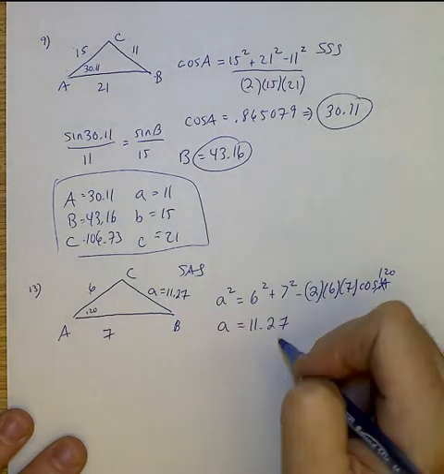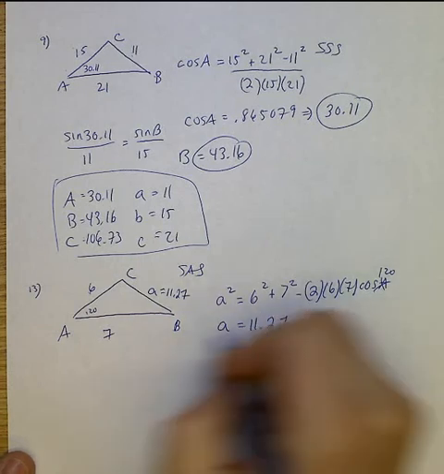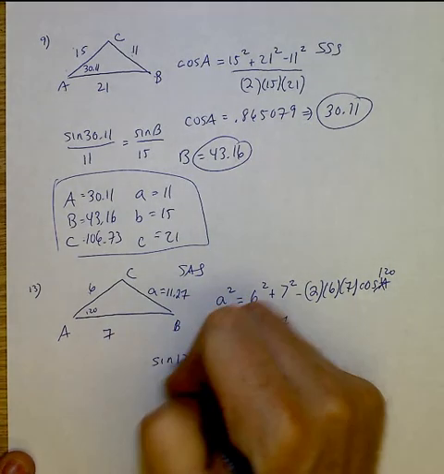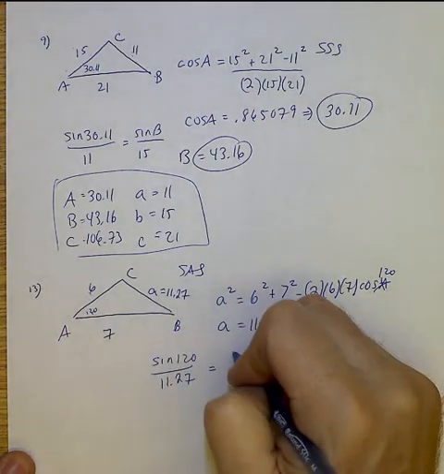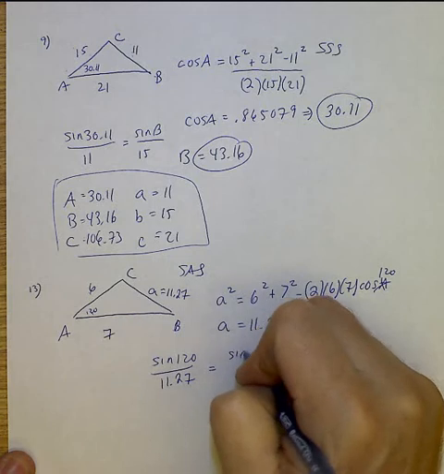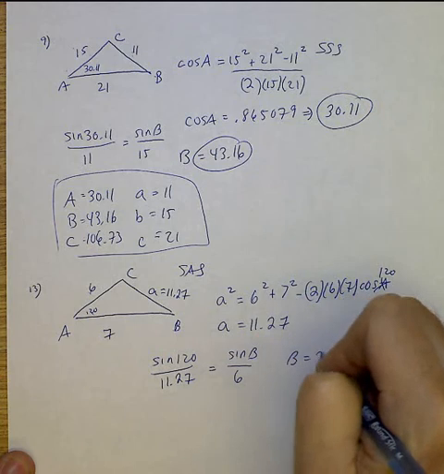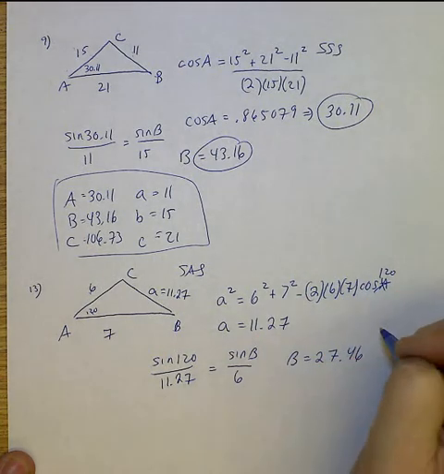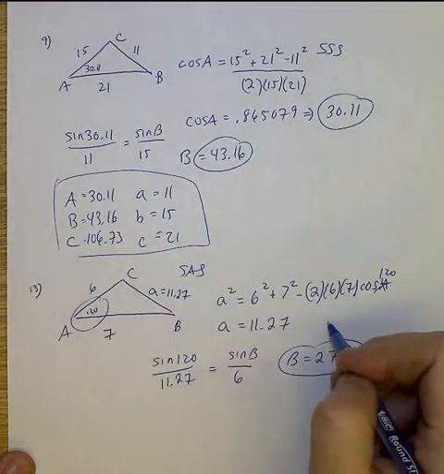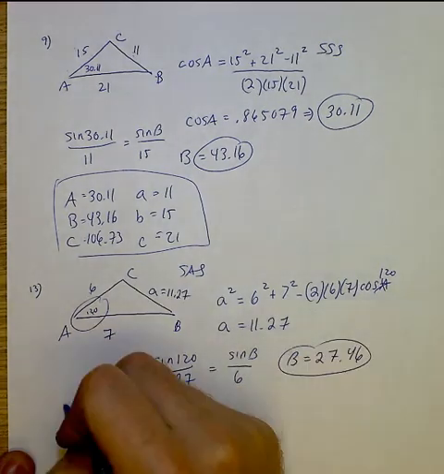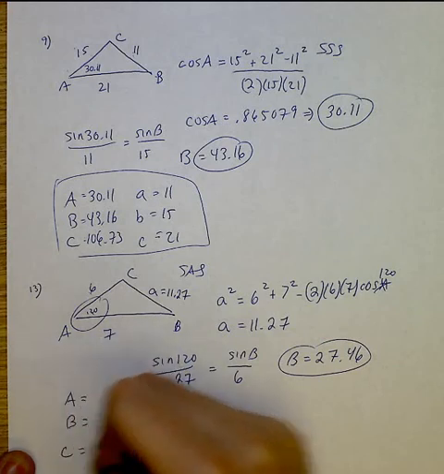Once you do that, we're back to law of sines. There's no reason to keep going with the law of cosines. We can say the sine of 120 over 11.27 equals, why don't we go ahead and solve for B, sine of B over 6. When you solve that, you get B equals 27.46. I now have angle B. I know angle A, it was given, so I can calculate angle C, and I've got my side. So effectively my triangle in number 13 has been solved.